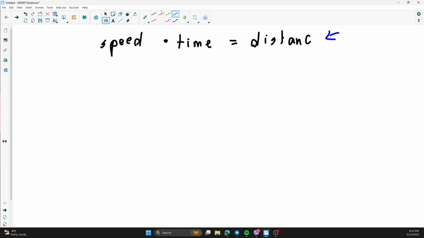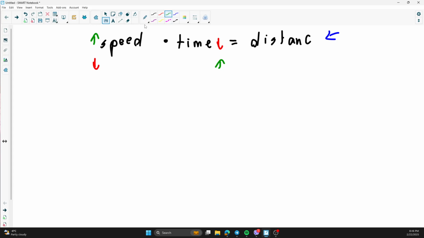What will happen if I increase the speed? It will take less time. What will happen if I decrease the speed? It will increase time. So these are called inverse proportional measurements. Basically, if one increases, the other one decreases. It's called inversely proportional. Okay?